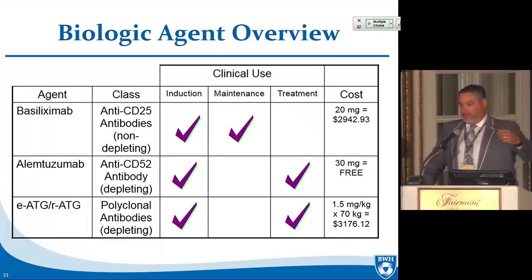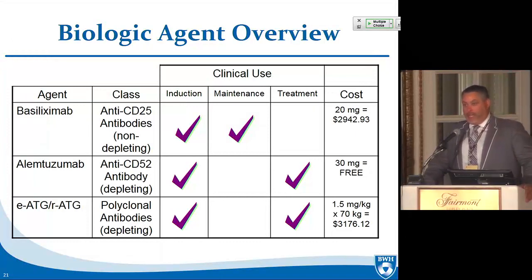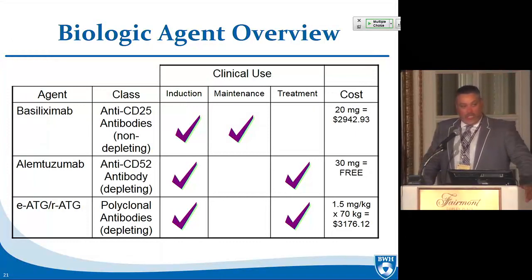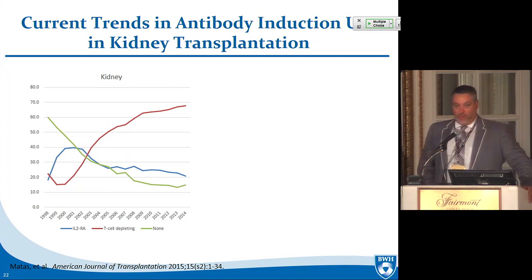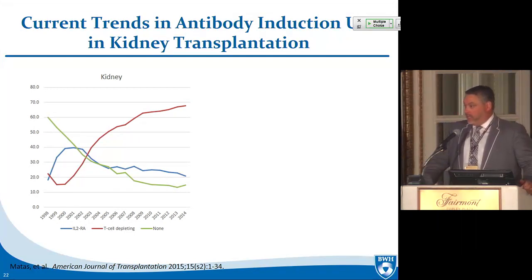Now, once they start charging for it again, how that impacts what we're seeing across the US, I think that remains to be seen. In the US, most centers are giving depletional therapy. The majority still remains Thymoglobulin, although Campath has come up significantly in the past 5 or 6 years.